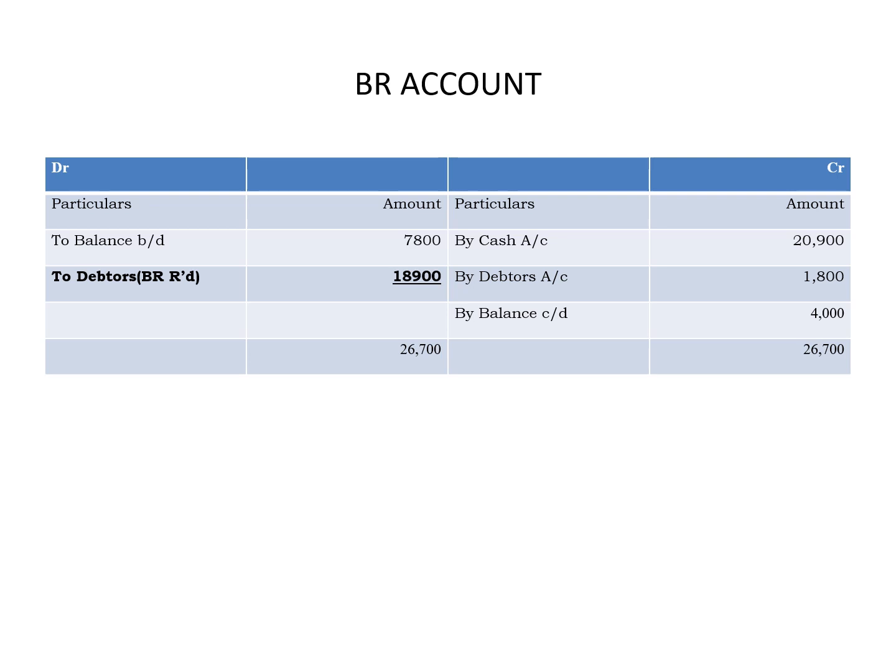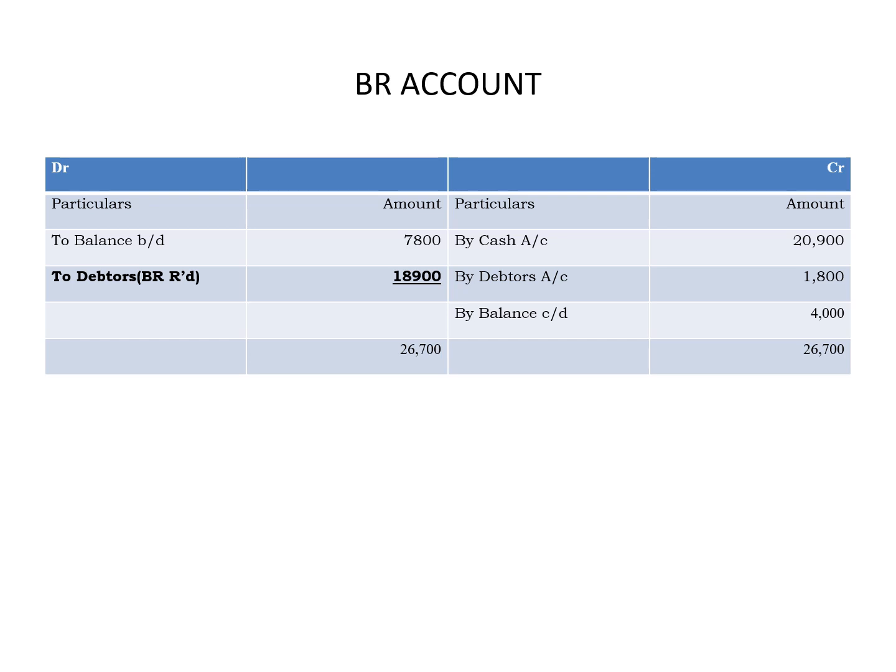So when we prepare the BR account, we bring down the balance. Opening balance given is 7,800. So to balance brought down 7,800. And cash received, BR in cash during the year is given as 20,900. So we record in the credit side as by cash account 20,900.